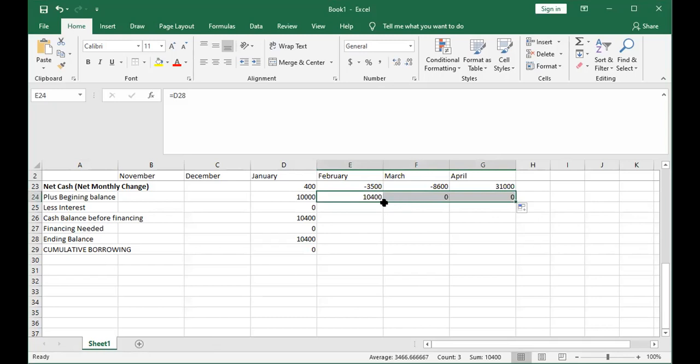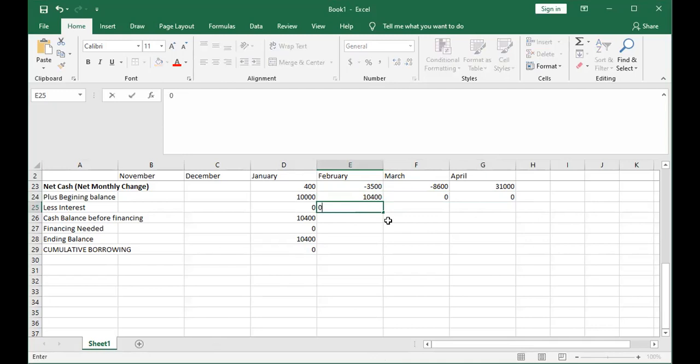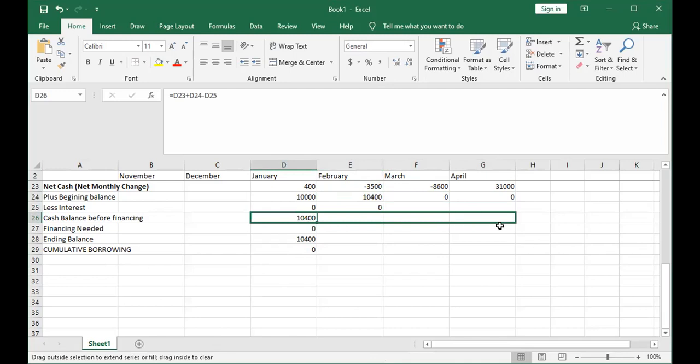Okay, so is there any interest? No interest, because you did not do any borrowing in the previous month. So there is no interest in the month of February. So what is the cash balance before financing? It is like this: negative 3,000 plus 10,400 minus 0. So the answer is 6,900.